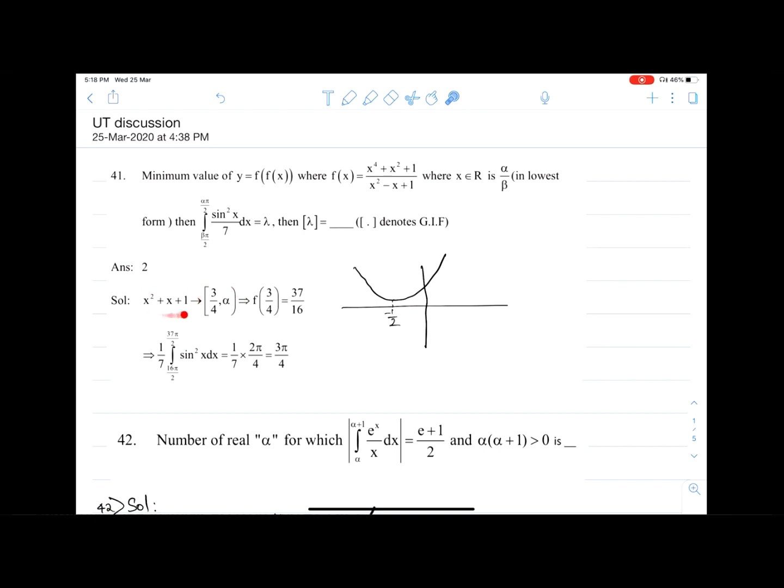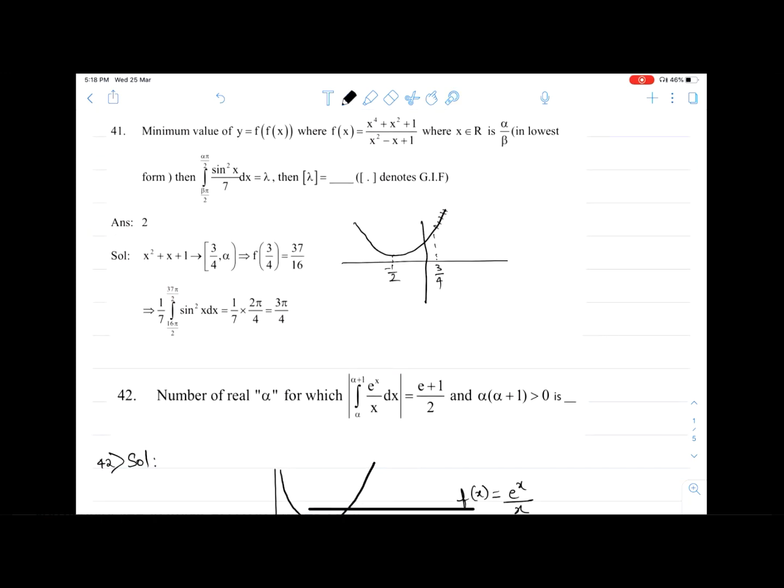Now he is asking for f of this part, that is f of x, where x belongs to 3 by 4 to infinity. As x belongs to 3 by 4 to infinity, the function will be always increasing. So there won't exist any maximum value, but there will be a minimum value, which is nothing but f of 3 by 4 in this function f of x. I'll get f of 3 by 4 is 37 by 16. So 16 is beta and 37 is alpha. 1 by 7 into the integral from 16 pi by 2 to 37 pi by 2 of sin square x dx.